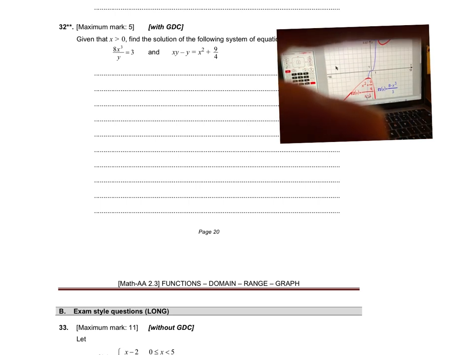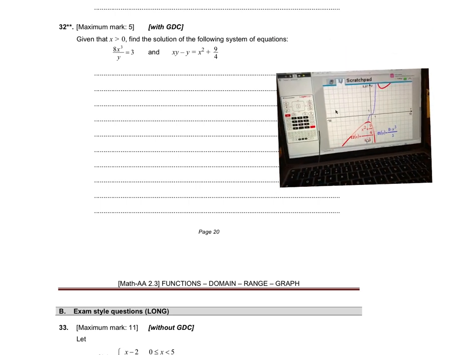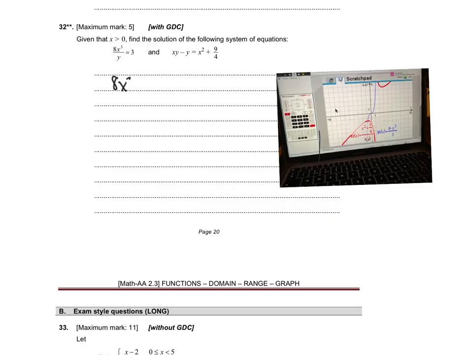Okay, so for these two, we want to, given that x is greater than 0, find the solution of the following system of equations. So this one we have to solve for y, so we cross multiply and then divide by 3.